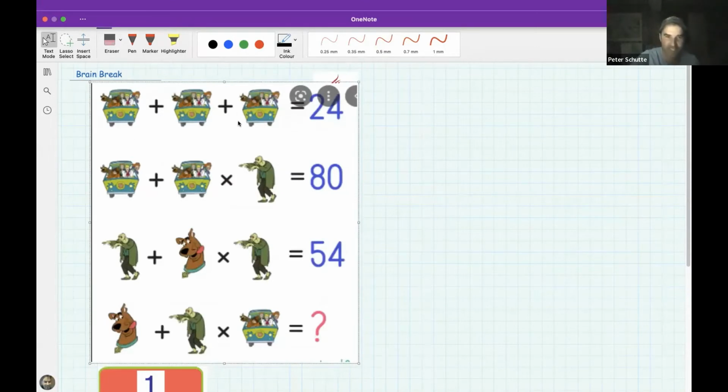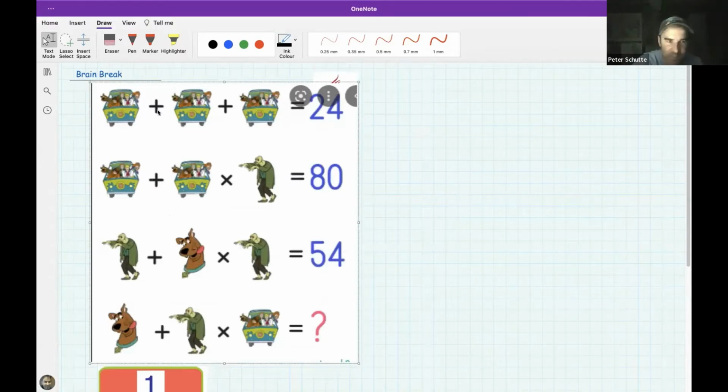Okay, so yeah, the mystery van is 8. It's Scooby-Doo, exactly. What is a Scooby-Doo plus a monster times the magical mystery van? Yeah, the final answer, guys. Let's give the final answer.